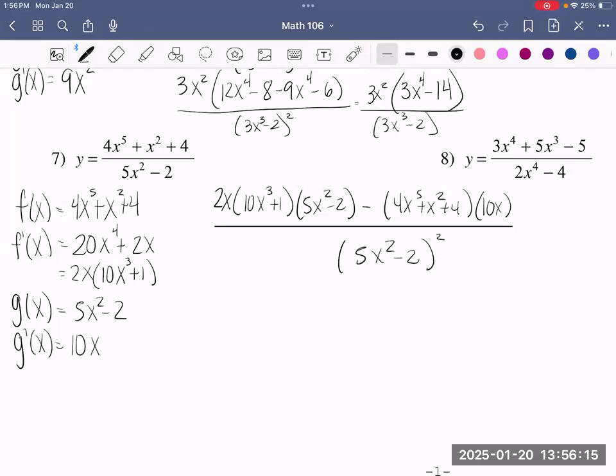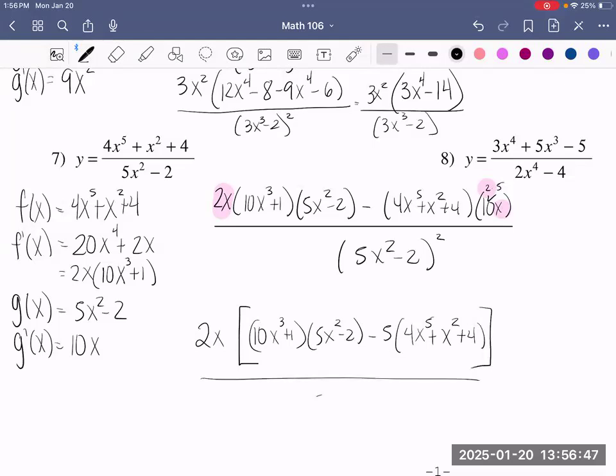Okay, so now let's go ahead and see what we can take out. We can take out for sure the 2 and x, leaving behind a little bit on that one. So let's start there. A 2x. So we have 10x cubed plus 1, 5x squared minus 2, minus 5, 4x to the 5th, plus x squared plus 4, over 5x squared minus 2, all squared.